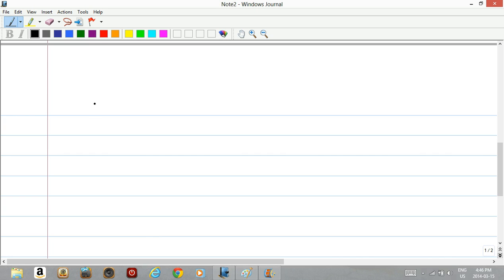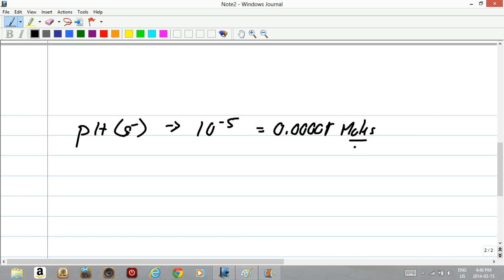So going back to pH. We can actually calculate how many hydrogen ions there are in a solution. For example, if I have a solution that has a pH of 5, then the formula would be, we have 10 to the negative 5 moles per liter of hydrogen ions. So that would be equal to 0.00001 moles per liter of hydrogen ions.